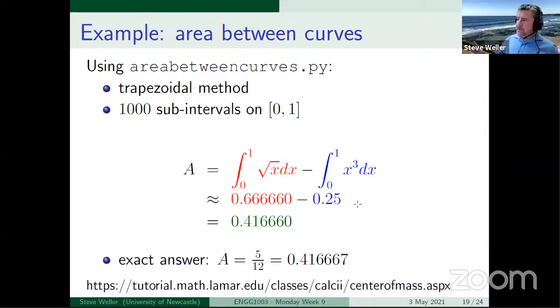Let's present the numbers and then run the Python code that actually verifies those numbers for us. We're going to use the Python code called area between curves, and I've posted that for you in Blackboard and Discord. We're going to use the trapezoidal method. Could use Simpson's method, but I'm going to use trapezoidal method again. And we're going to divide this area up into 1,000 subintervals.